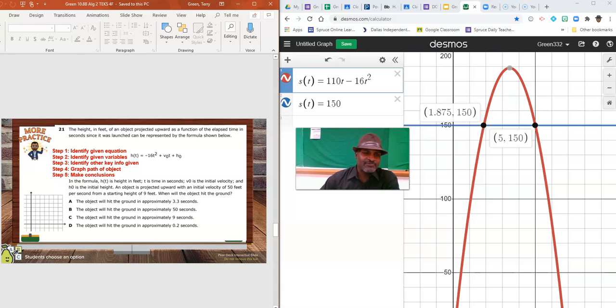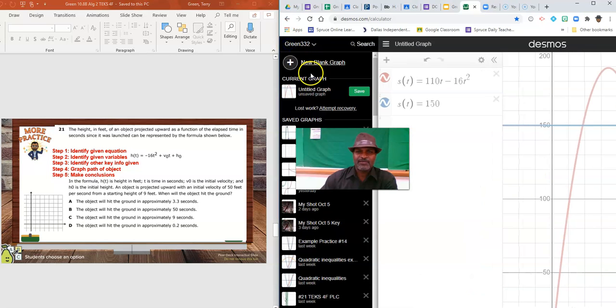Now let's look at number 21. I like this problem. Let's get a blank one.